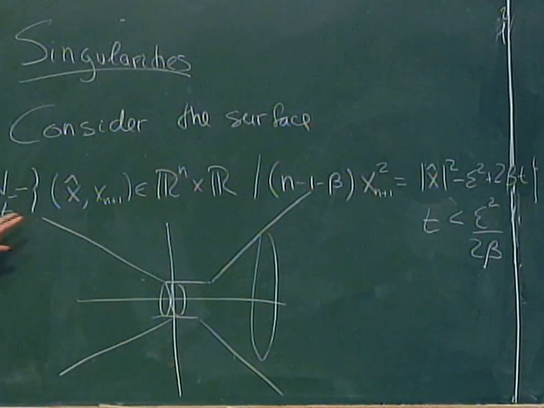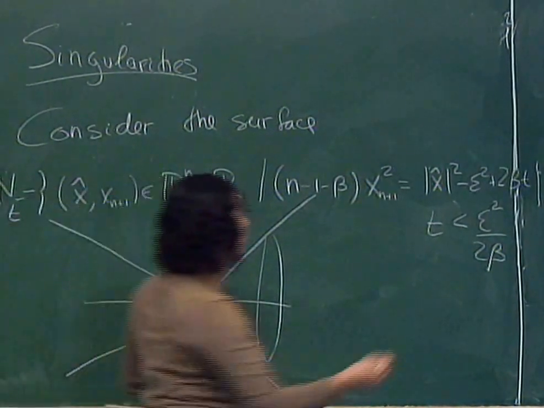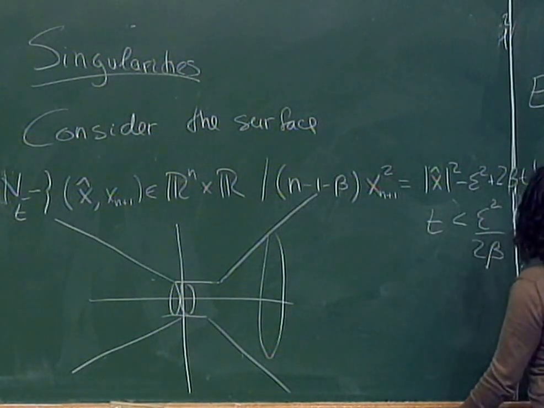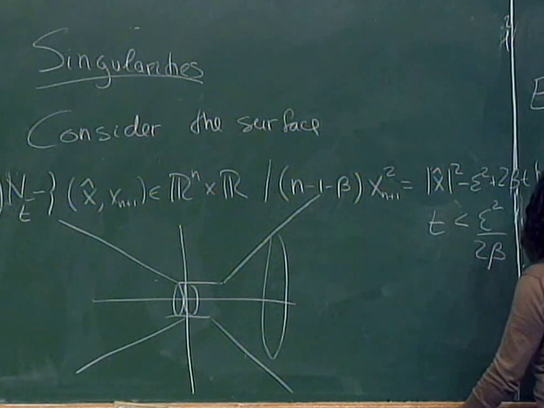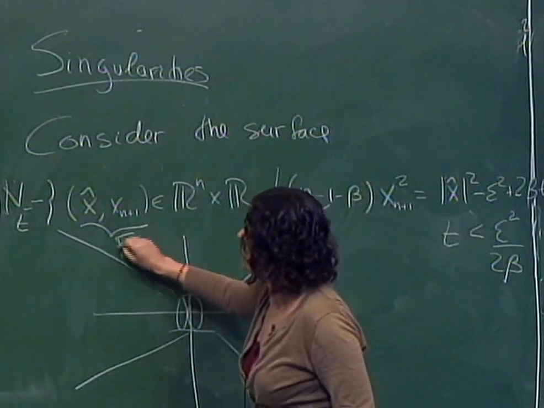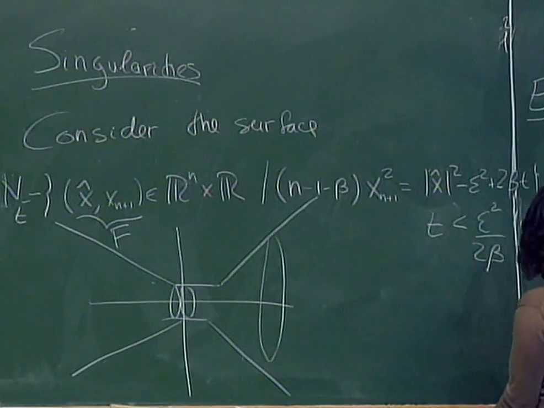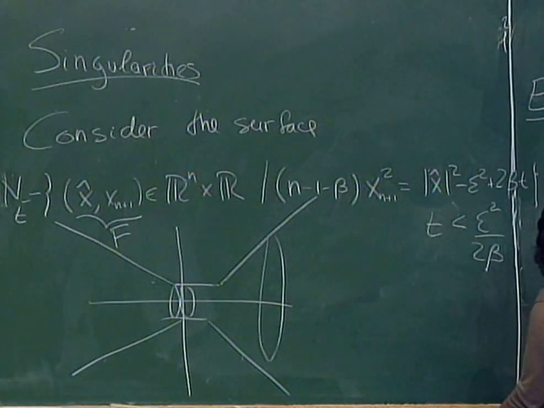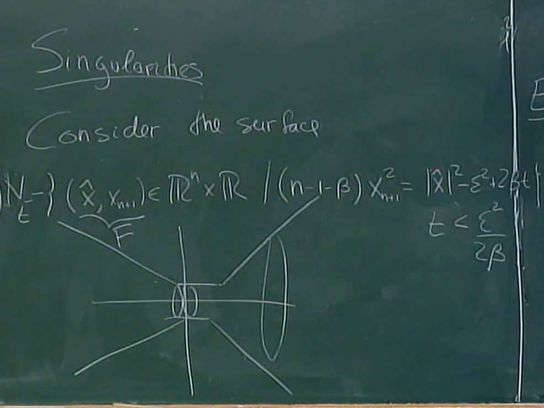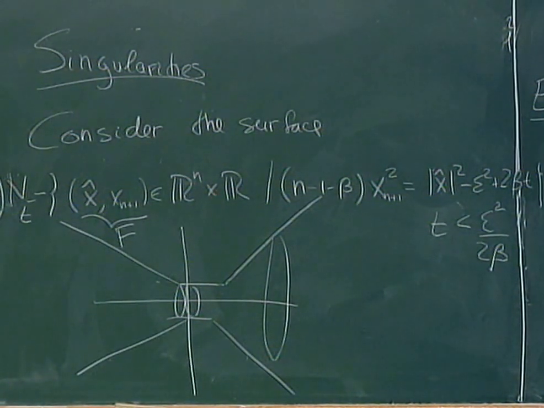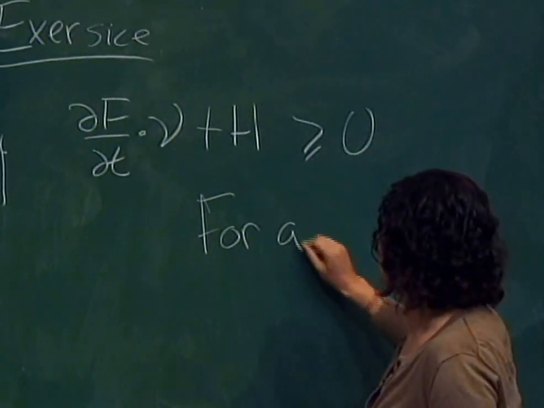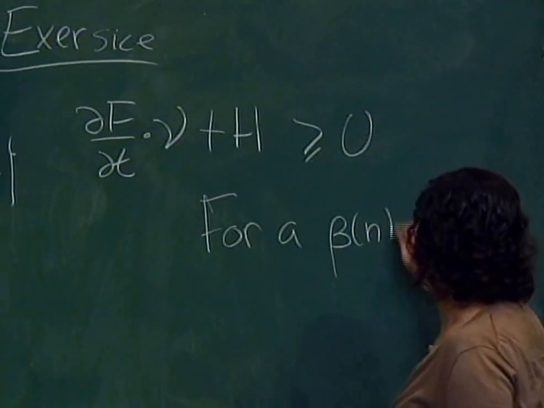So an exercise is to show the following. I'm not going to do it, but you can do it, I think, easily. If you take this as f, df/dt dot the normal minus H, or plus H, I guess, is something that is positive for some beta, for beta n well chosen.